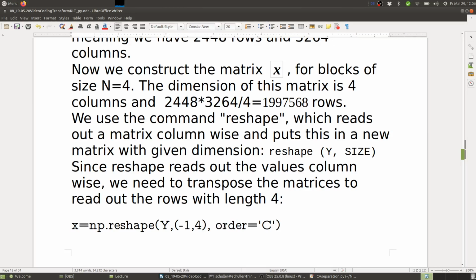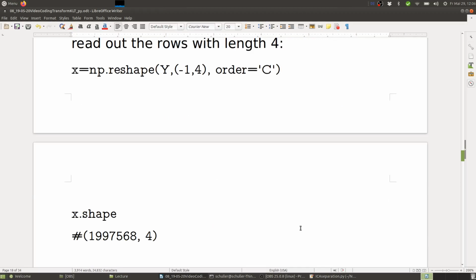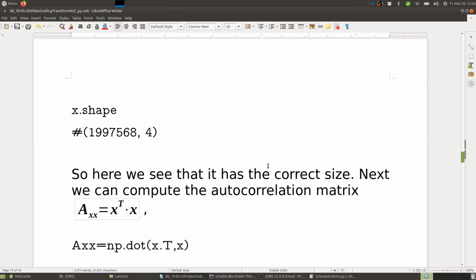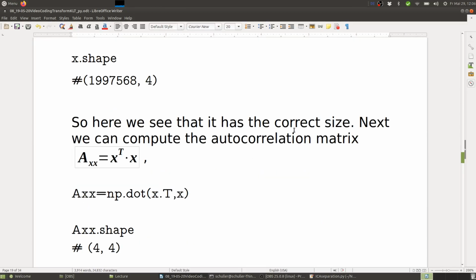And here is the order in which it reads from the matrix. It's C order, which means it's, let's see, row or column wise, I'm not sure. Yeah, so here we can see it. The resulting shape is okay. 2 million rows, 4 columns. Yeah, I think C order means row wise. So here we see that it has the correct size.